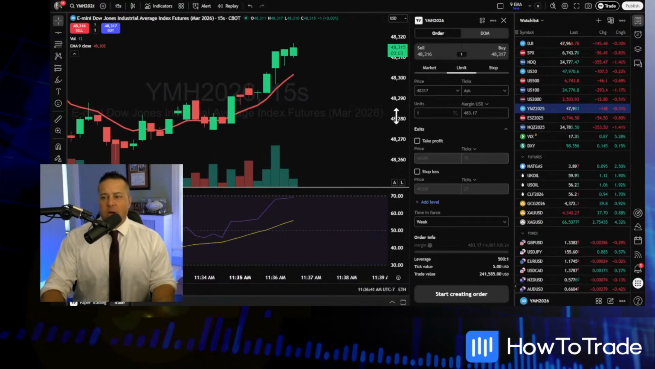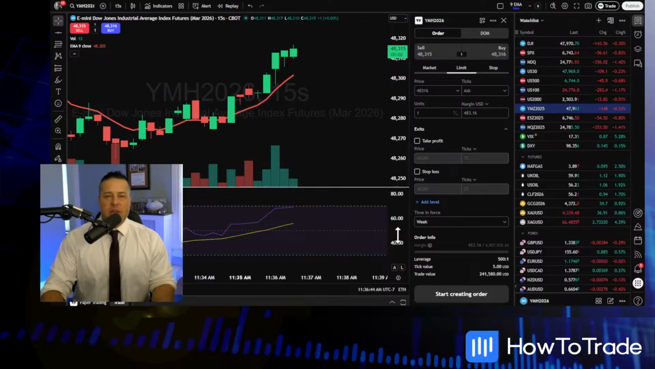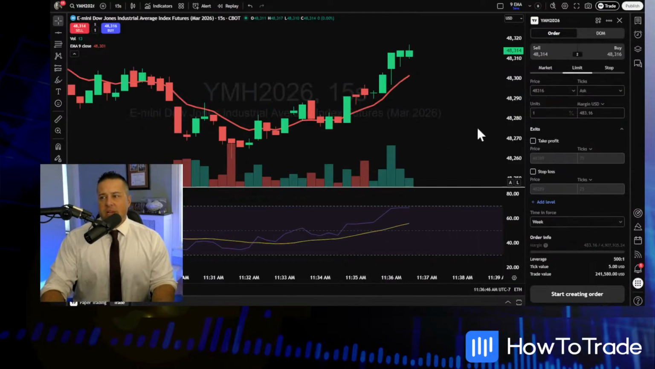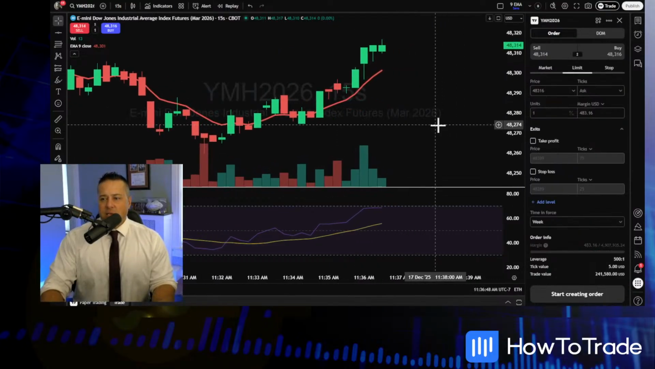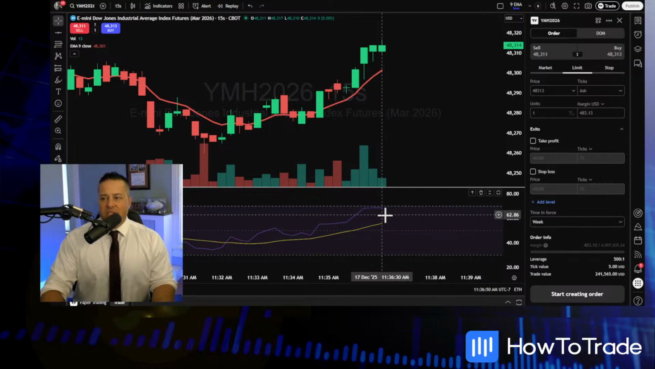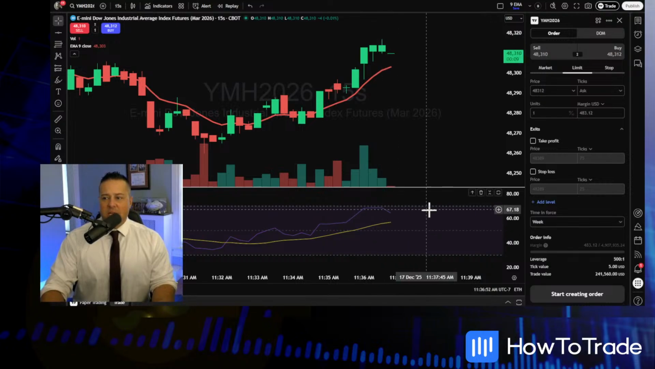Let's get on that March contract. Okay, we potentially have a trade here. This is going to be your E-mini Dow. And essentially what we're doing is we're waiting for this RSI to tick just a little ways above 70.